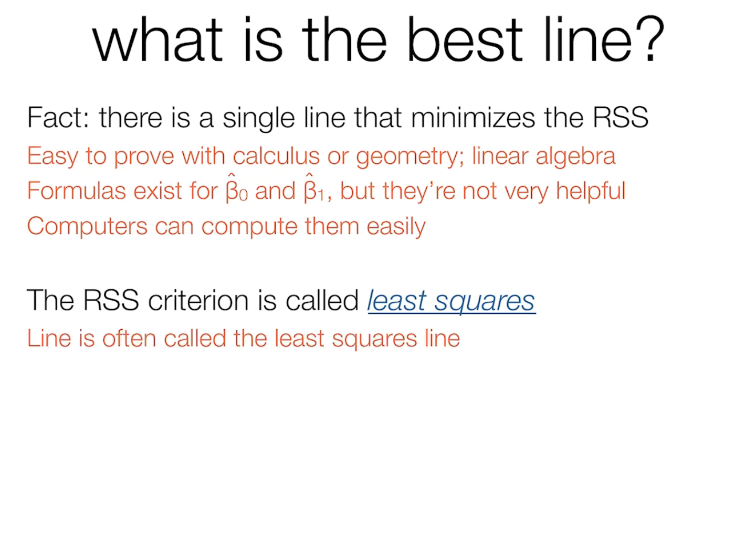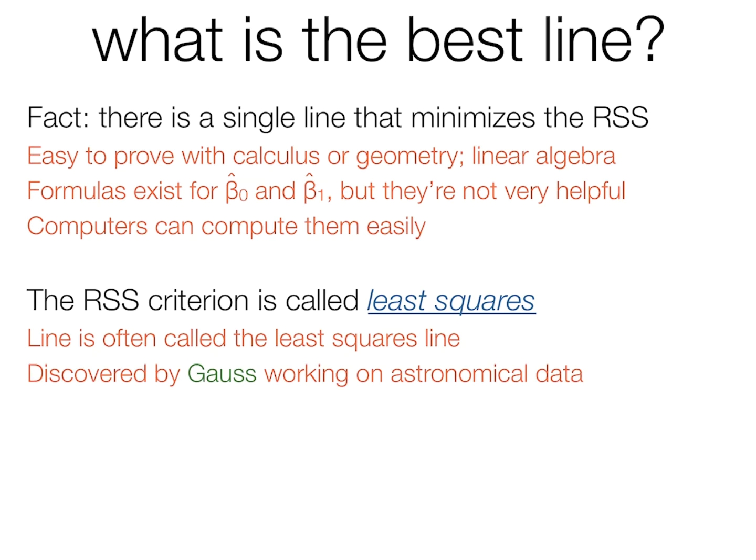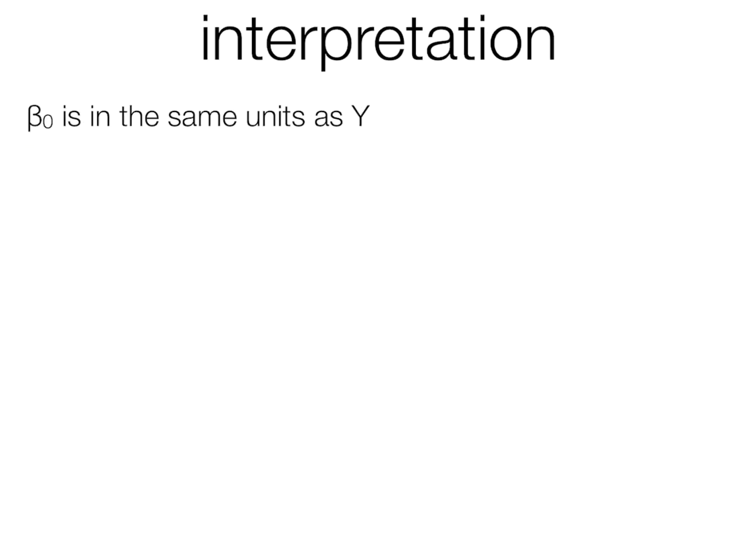So the best fit line is often called the least squares line. And this is something that was discovered by the great German mathematician Carl Friedrich Gauss while he was working on some astronomical data. So there's some great math history that comes into play here as well. Now that we know what the best fit line is, it helps to talk about various aspects of things related to it. So let's start with interpretation.